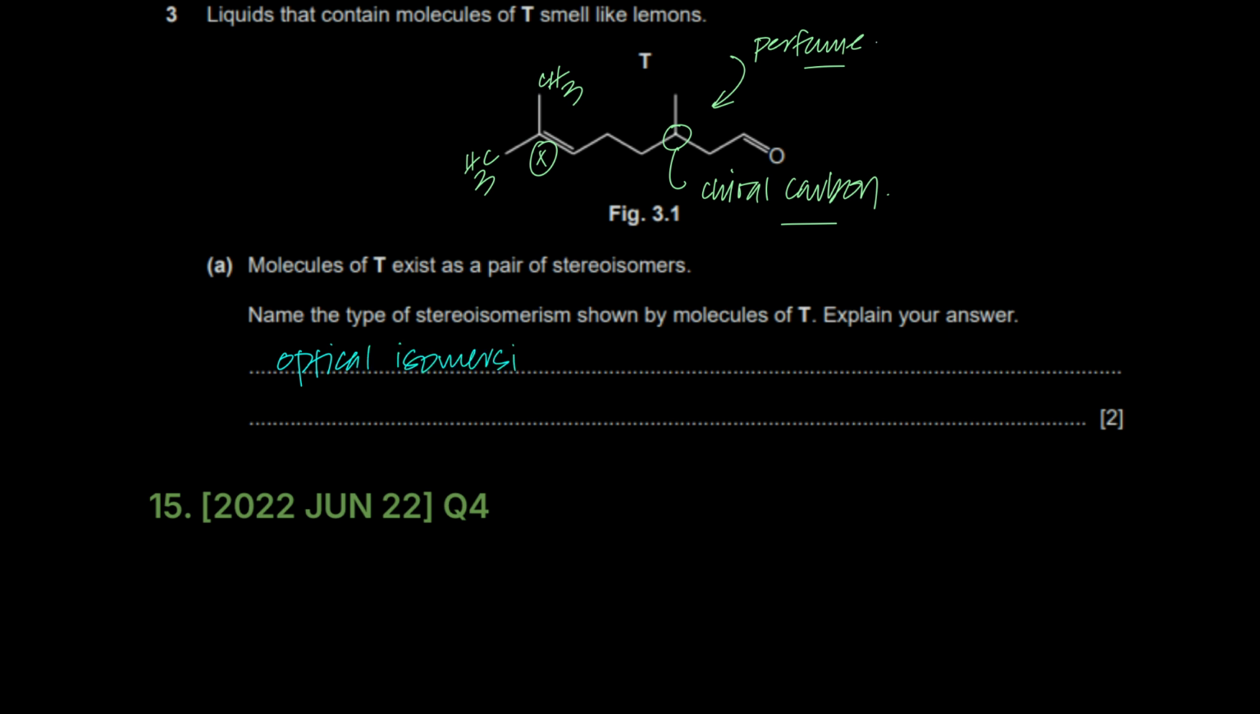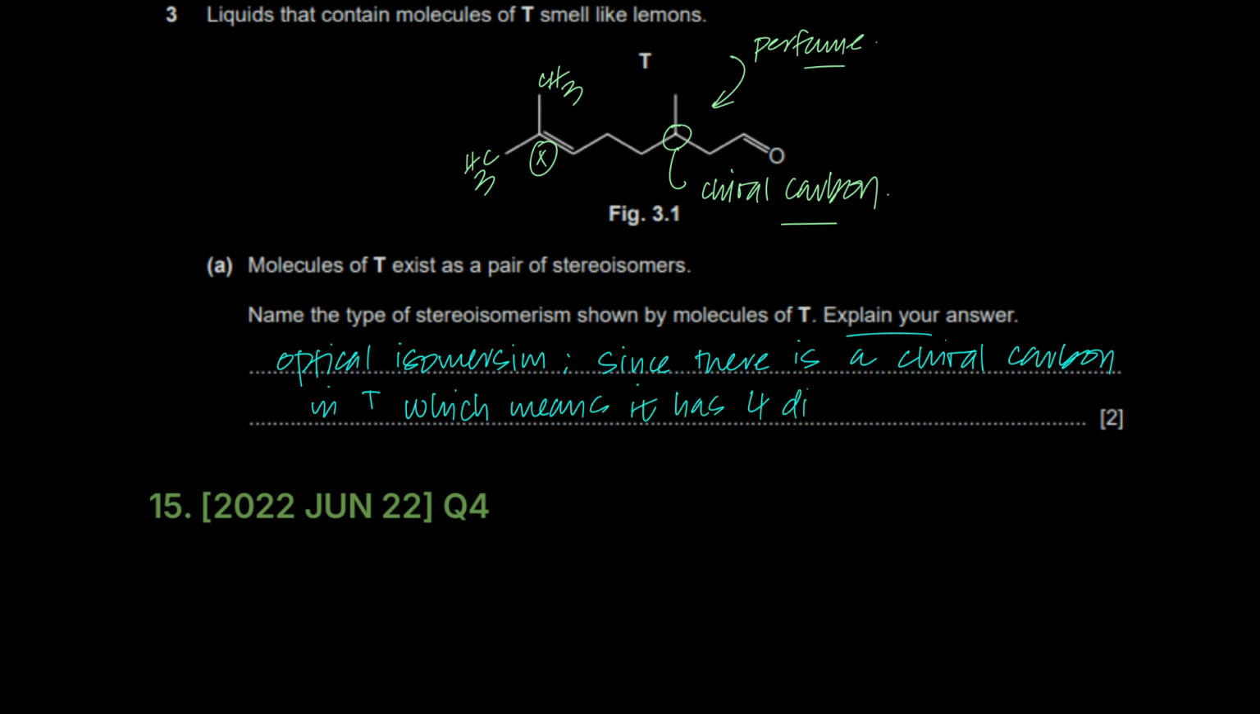Then explain your answer. Always explain. Optical isomerism, since there is a chiral carbon in T, which means it has 4 different groups of atoms, enabling it to exhibit optical isomerism. I'll write as much English as I want. It's my choice.